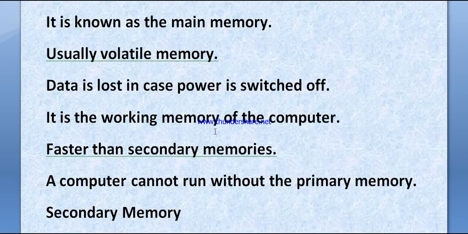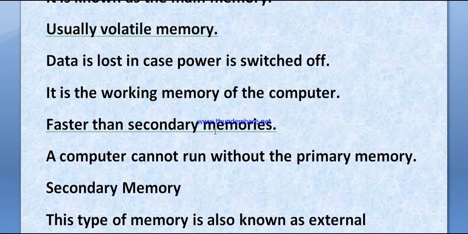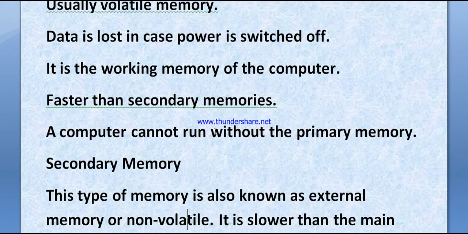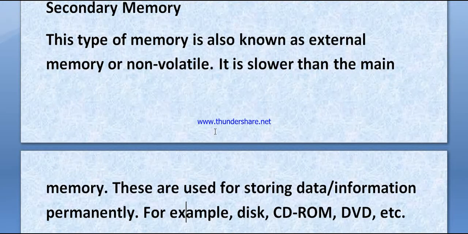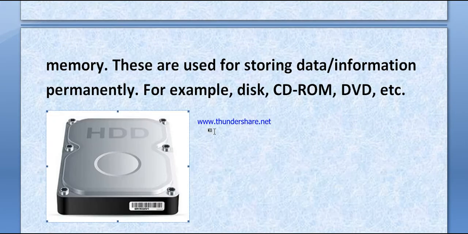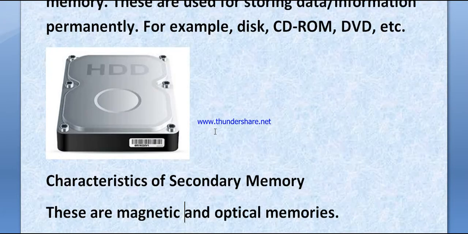Now we'll talk about secondary memory. This type of memory is also known as external memory or non-volatile. It is slower than the main memory. These are used for storing data and information permanently, for example disk, CD-ROM, DVD, etc. These are the hard disk secondary memory.